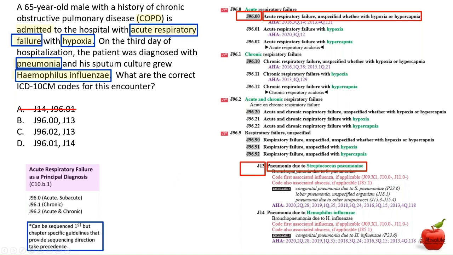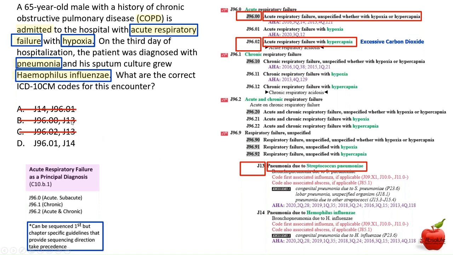And then J13, that's pneumonia due to Streptococcus pneumonia. This pneumonia was caused by Haemophilus influenza. So we're going to eliminate B, and we take a look at J96.02, acute respiratory failure with hypercapnia. That's when a patient has excessive carbon dioxide. So we're going to eliminate that one as well. And really, once we grab the J13, we could eliminate it because the pneumonia is not due to Streptococcus pneumonia.